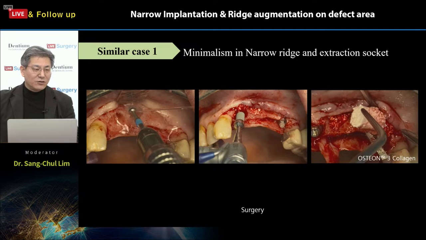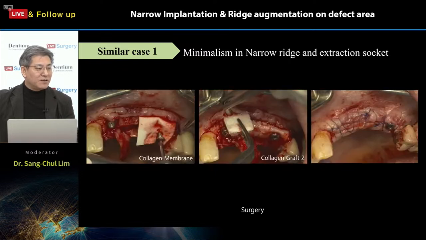At this time, Dr. Jung used Osteon 3 collagen for a simplified GBR procedure. This osteogenic collagen is a current trend. Nowadays, this collagen-type bone graft has prevailed from other companies also. But anyway, this osteogenic collagen, composed of osteogenic particles and a collagen binder, gave us many benefits like easy molding, easy handling, and collagen membrane fixation.